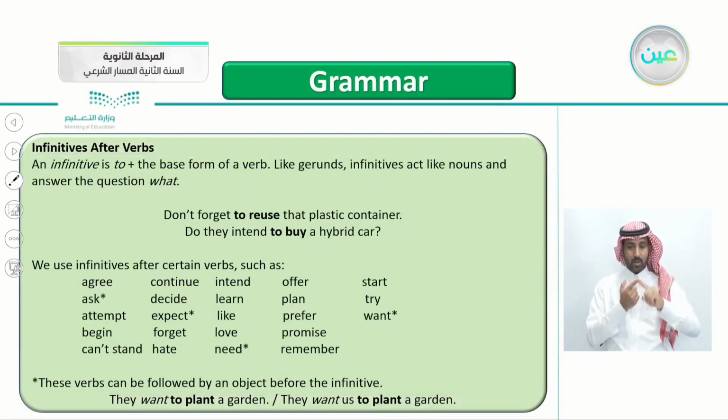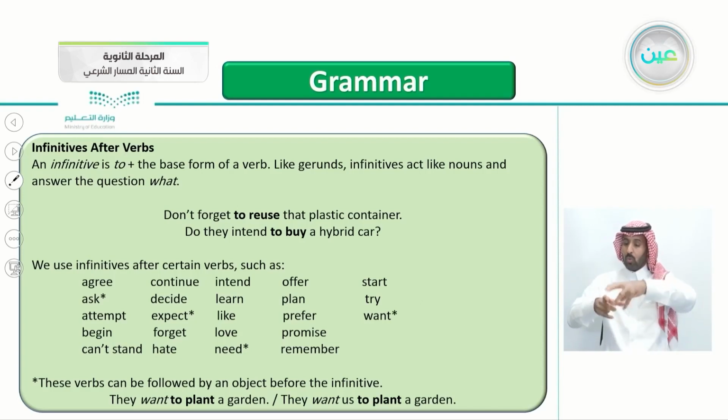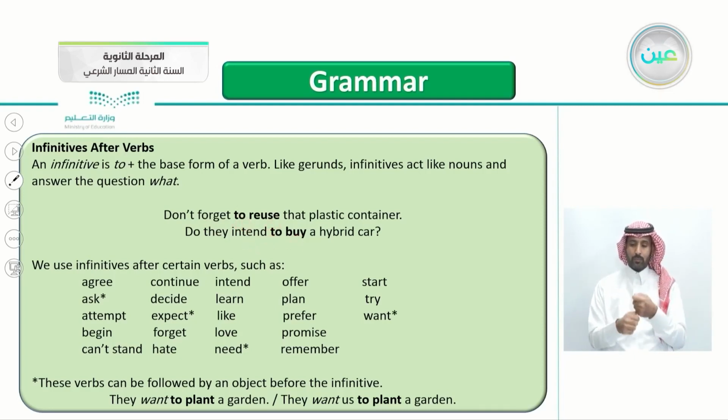Infinitives after verbs. If you remember, an infinitive is to plus the base form of the verb. So it has two parts: to, then the base form of the verb. Like gerunds, infinitives also act like nouns and answer the question what. For example here, don't forget to reuse the plastic container. Or do they intend to buy a hybrid car? So the verbs here, forget and intend, came before the infinitive to reuse or to buy a hybrid car.